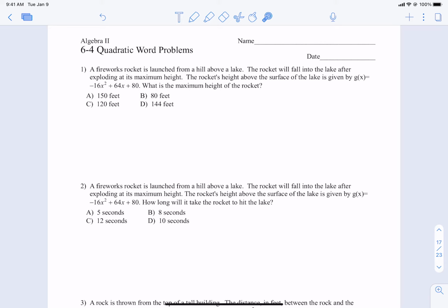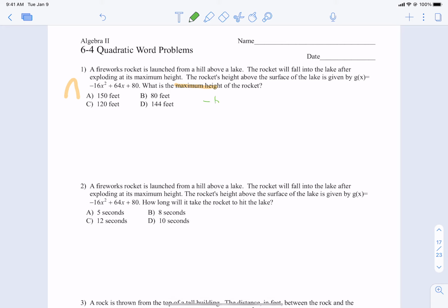It says, a fireworks rocket is launched from a hill above a lake. The rocket will fall into the lake after exploding at its maximum height. The rocket's height above the surface of the lake is given by g of x, which is equal to negative 16x squared plus 64x plus 80. What is the maximum height of the rocket? Okay, so the first thing we have to look at is the word they used here was maximum height. And this is a parabola with a negative x squared, so we know the maximum occurs at the vertex.